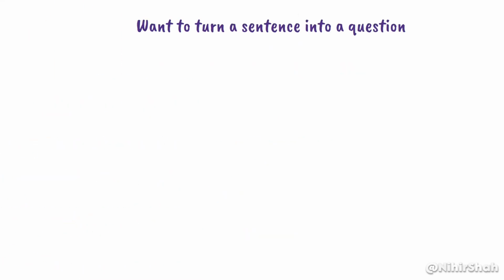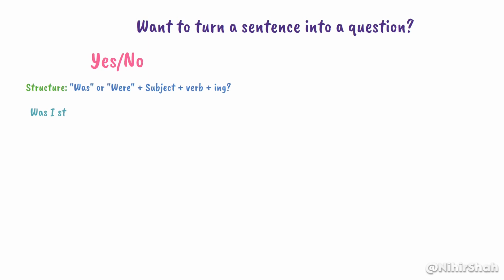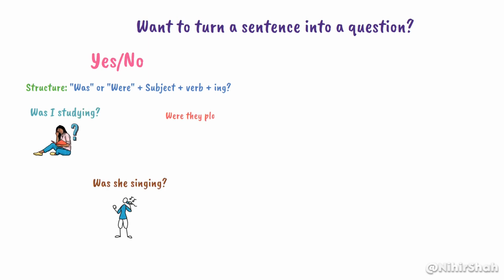Now let's turn these sentences into yes-no questions. The structure of yes-no question is was or were plus subject plus verb's ing form. For example, was I studying? Was she singing? Were they playing?